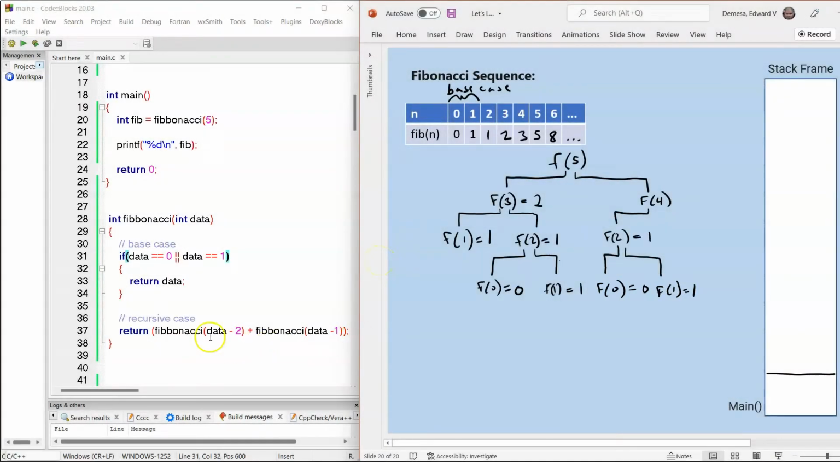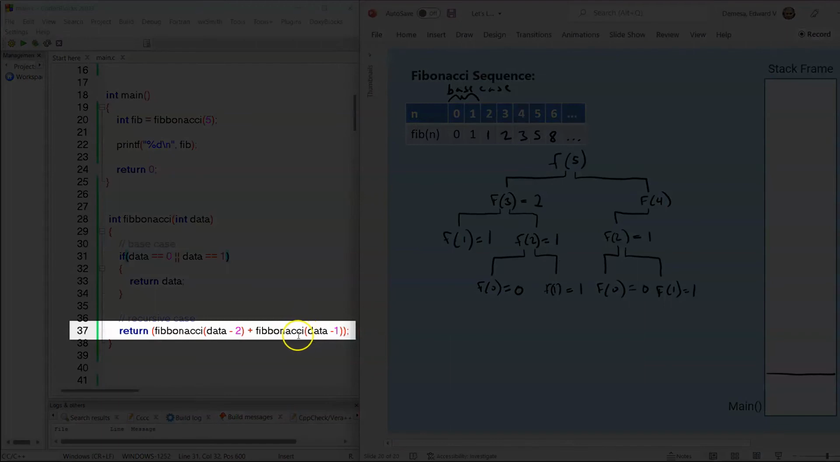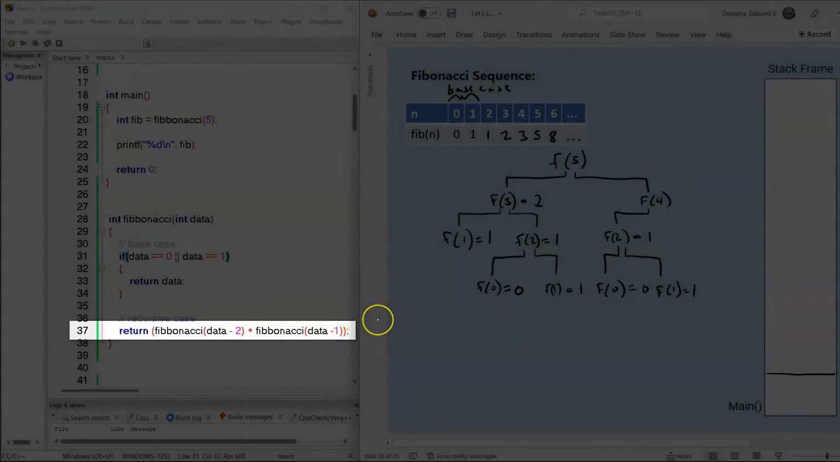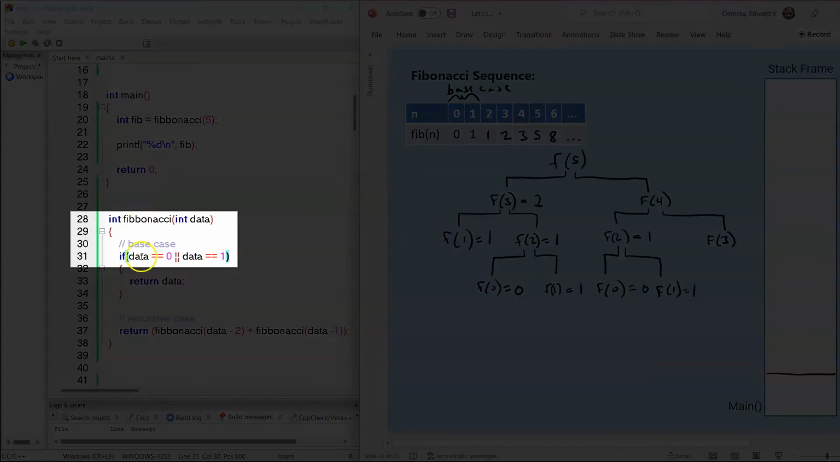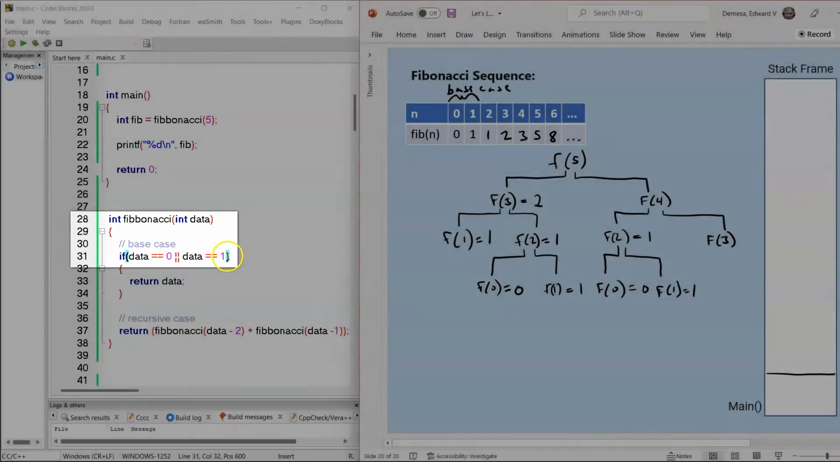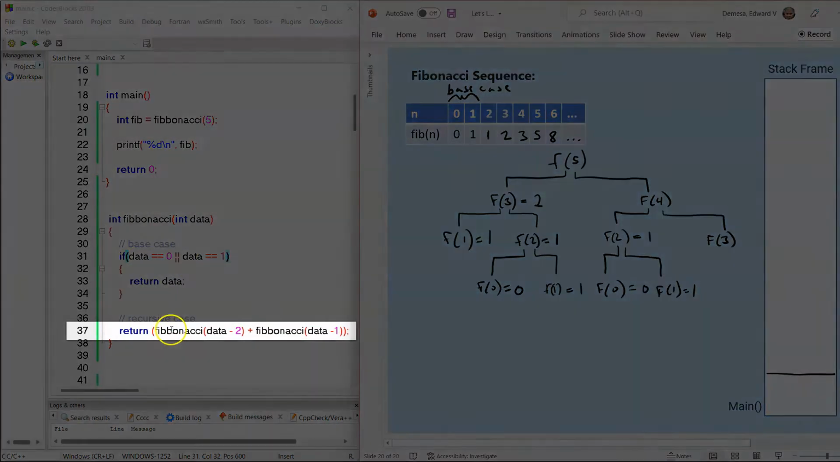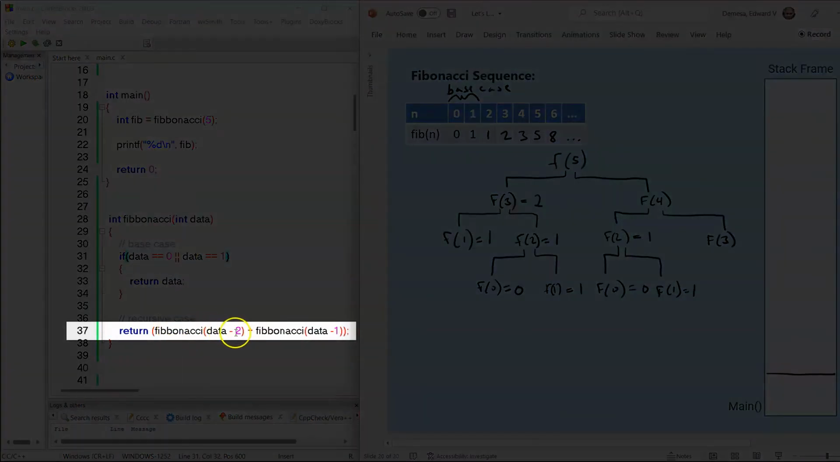The control then goes back to f of 4, and f of 4 resumes on line 37 where it calls its second Fibonacci function. 4 minus 1 is 3. Compiler jumps to line 28, enters the function. On line 31, it checks, is 3 equal to 0? No. Is 3 equal to 1? No. So it jumps to line 37 where f of 3 calls its first recursive call.